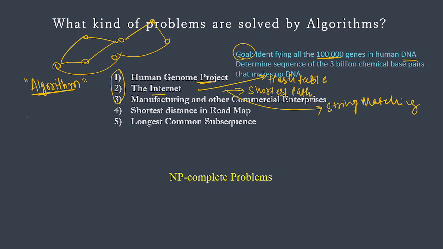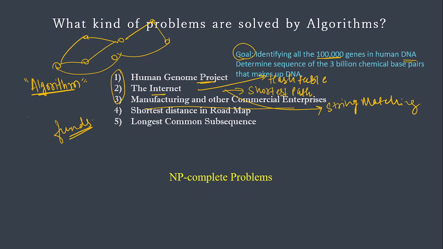The third example, or the real life problem which I would like to tell, is manufacturing and other companies, commercial enterprises. They also use algorithms. How so? If these manufacturing companies or commercial enterprises have their funds, they need to utilize them very carefully. So these enterprises often need to allocate scarce resources in the most beneficial way.